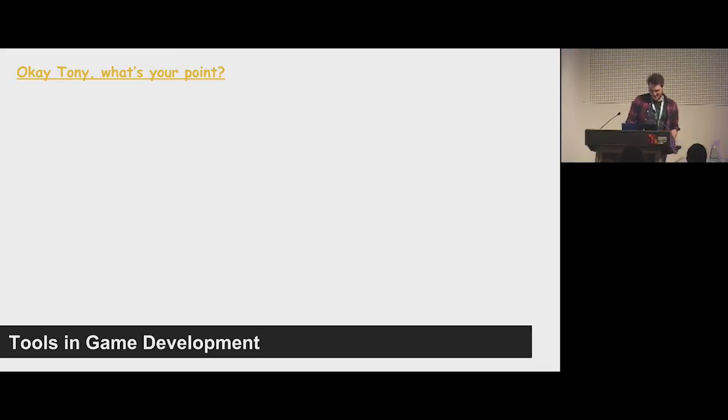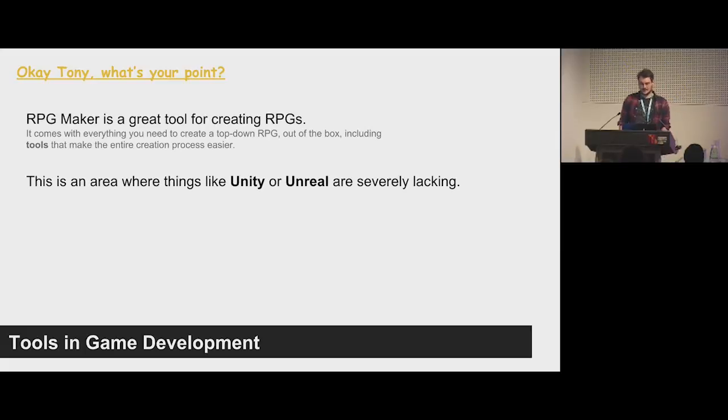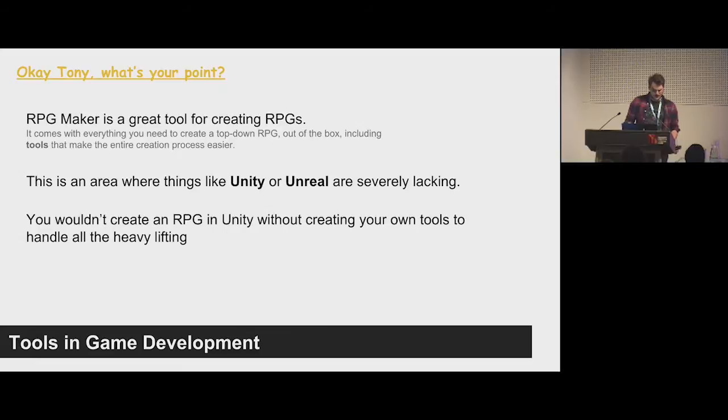So RPG Maker is a great tool for making RPGs. It comes with everything you need to create a top-down RPG out of the box, including tools that make the entire creation process easier, right? This is an area where things like Unreal or Unity are very lacking. You wouldn't want to create an RPG in Unity without creating your own tools to handle all the heavy lifting, right? Who has tried to create an RPG in Unity without knowing how to make tools or anything like that? Okay, it's happened. How'd that go? You don't have to answer, it's fine.